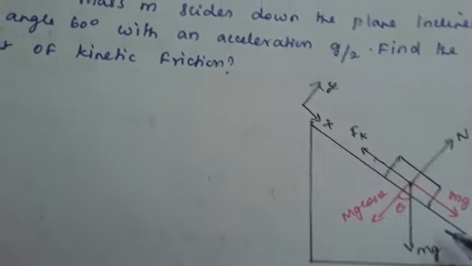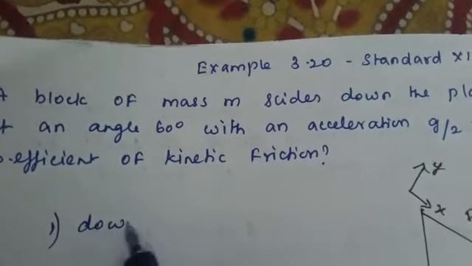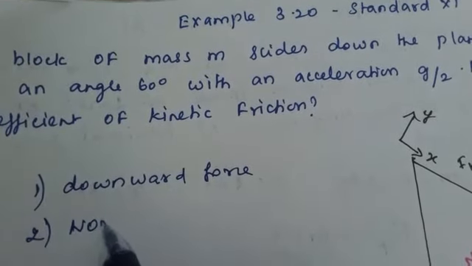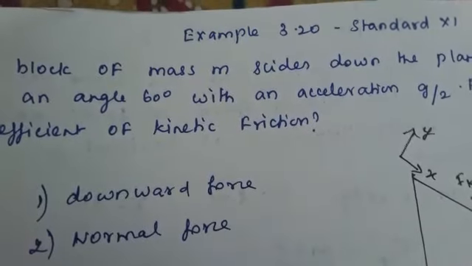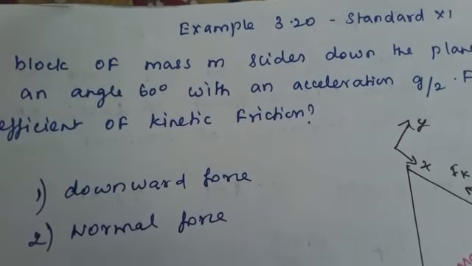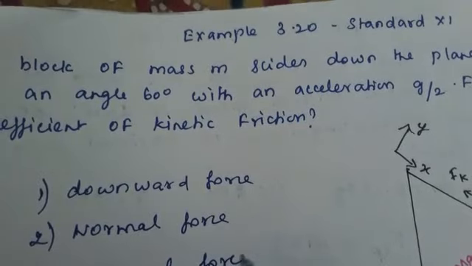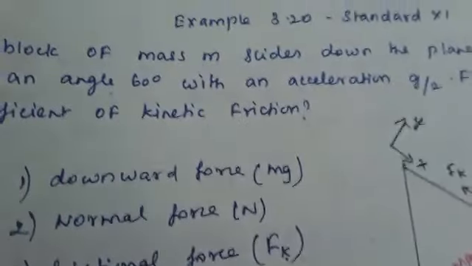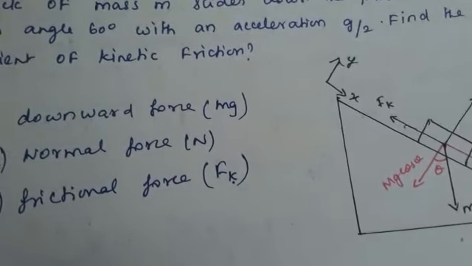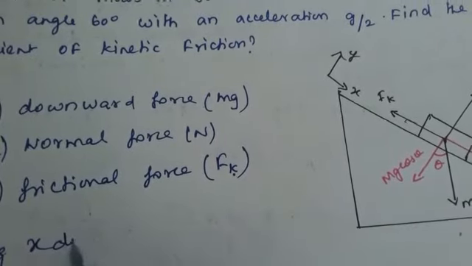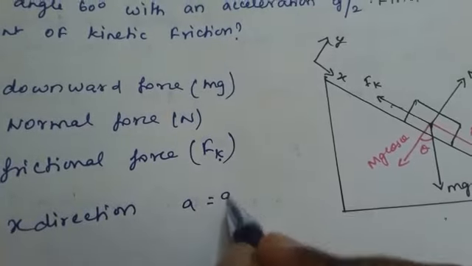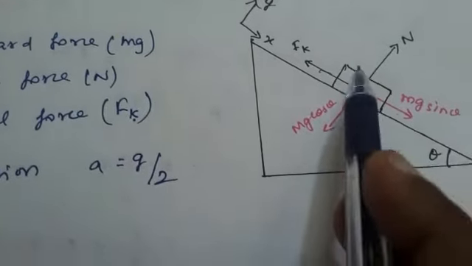Okay. So now we can go for writing. What are the three forces acting here? One is the downward force. The second one is the normal force. And the third one is the frictional force. So this is mg, this is N and this is a kinetic friction. So it is Fk. Okay. Now we can go for writing in x direction. Along x direction, the body is accelerating with an acceleration of what? G by 2. A is equal to how much? G by 2. Now in x direction, what are the forces acting?